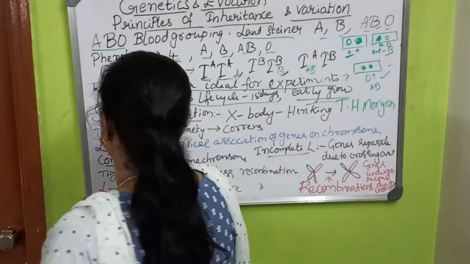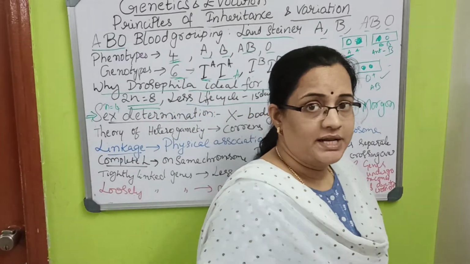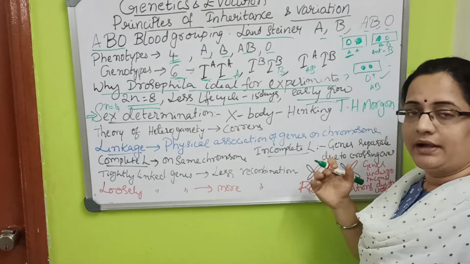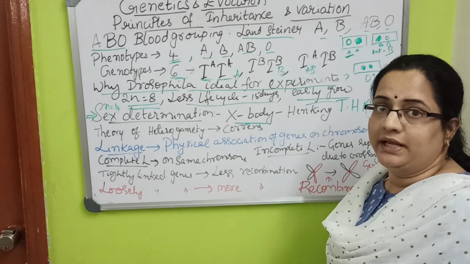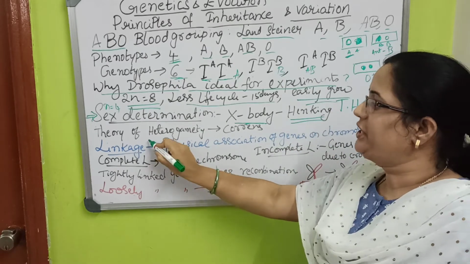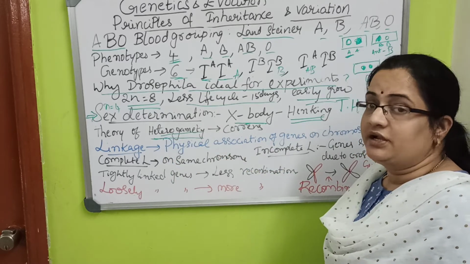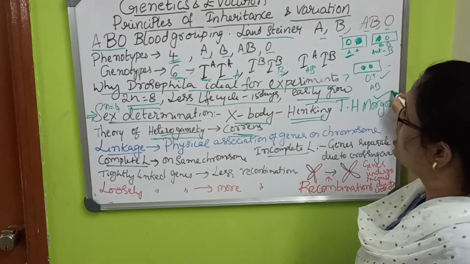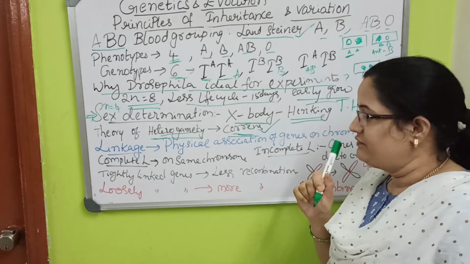In the next class I am going to tell about sex determination, what the types are, and the different types in Drosophila and man, and in insects and birds. The X chromosome, or X body, was discovered by Henking. Then the theory of heterogamety: hetero means different gametes are formed. Correns, the scientist's name here, along with T.H. Morgan and Landsteiner; these scientist names will come for 1 mark.